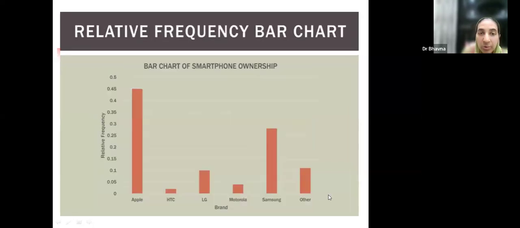Now look at this table. Instead of 0 to 100, we are going from 0 to 1. And you know that the highest relative frequency is 0.45, so you don't have to draw the axis till 1. Drawing it till 0.5 will suffice. So Apple is again the most frequently used phone, but the difference is that the earlier one was a frequency bar chart, and this is a relative frequency bar chart.